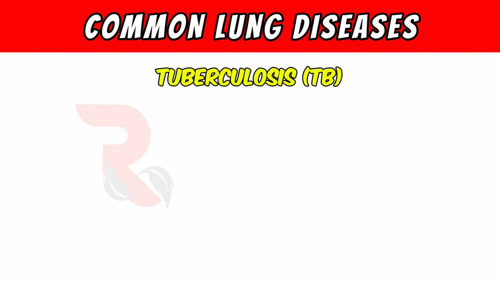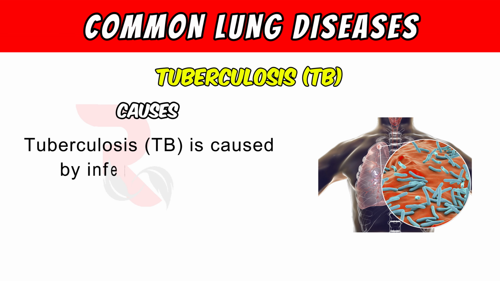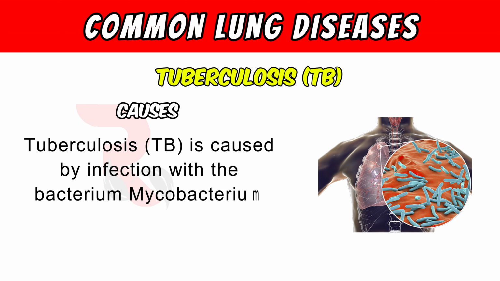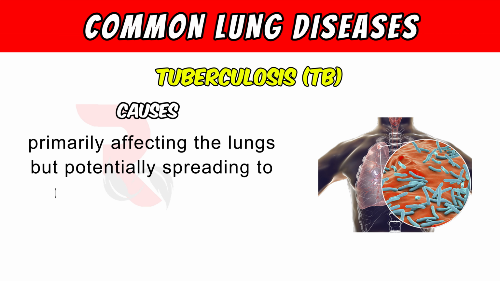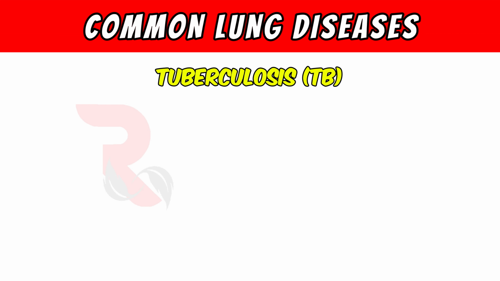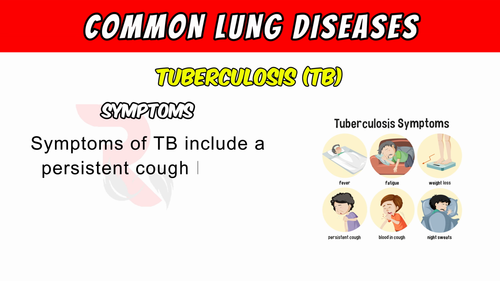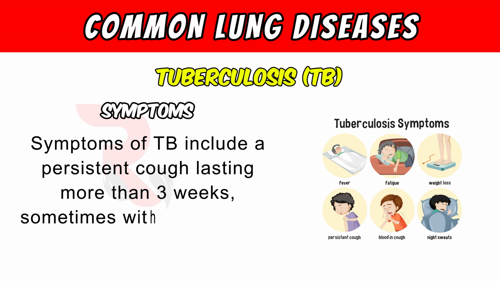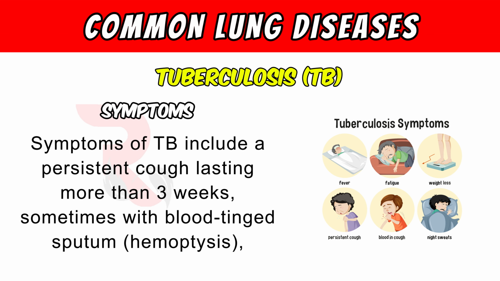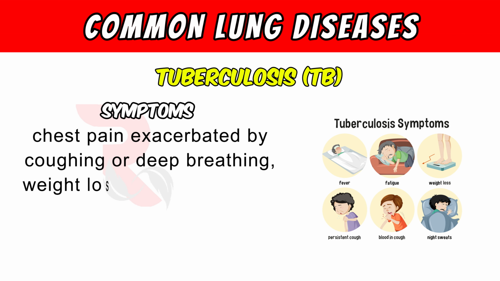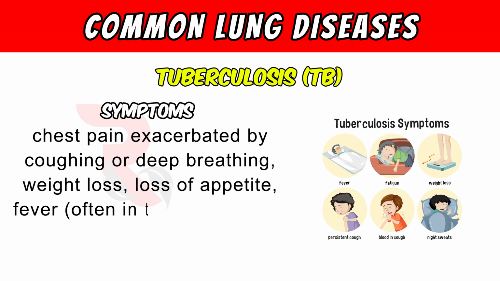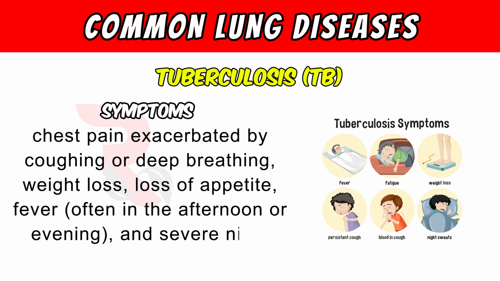Tuberculosis, TB. Causes. Tuberculosis, TB, is caused by infection with the bacterium Mycobacterium tuberculosis, primarily affecting the lungs but potentially spreading to other parts of the body. Symptoms. Symptoms of TB include a persistent cough lasting more than 3 weeks, sometimes with blood-tinged sputum, hemoptysis, chest pain exacerbated by coughing or deep breathing, weight loss, loss of appetite, fever, often in the afternoon or evening, and severe night sweats.